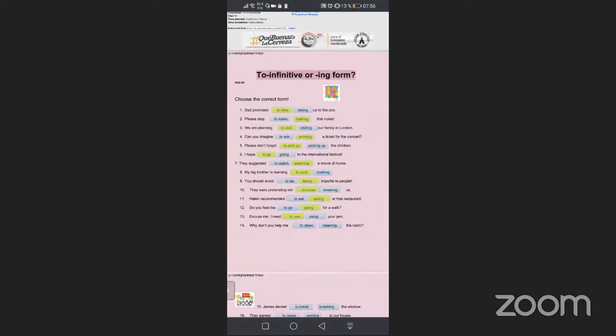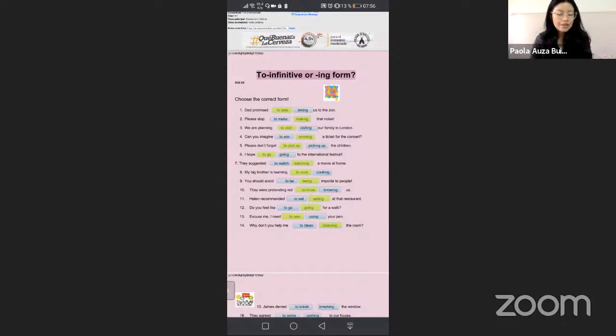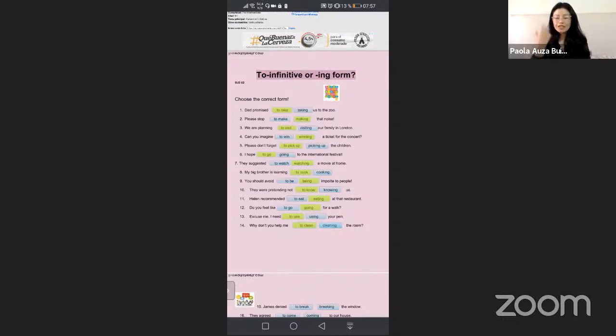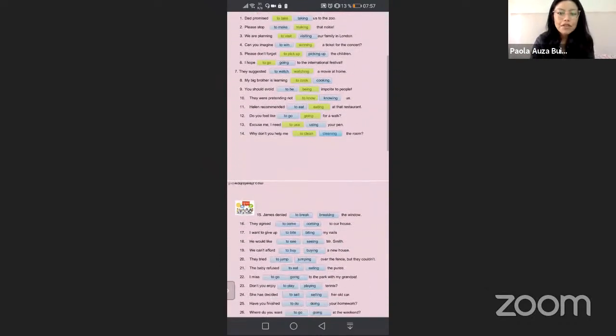Why don't you help me cleaning the room? Read it one more time. Let's see. Which one sounds better? Why don't you help me cleaning the room? Why don't you help me to clean the room? It's better. Yeah, it sounds better. No, it's usually that way. Okay, click on send. And if I'm not wrong, everything is correct.